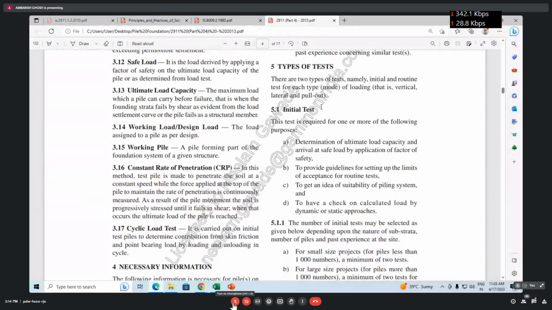Test type: initial pile load test and routine pile load test. And here you can see clearly written the objective or purpose of this initial pile load test. Determination of ultimate load carrying capacity to arrive at the safe load by application of factor of safety. Provide guidelines for setting up the limits of acceptance of routine test. To get an idea of suitability of piling system. To have a check on calculated load by dynamic or static approaches.